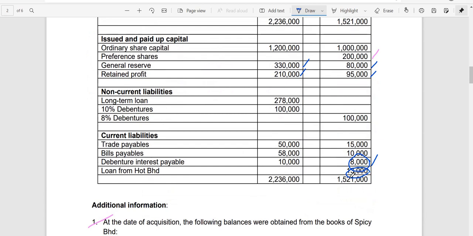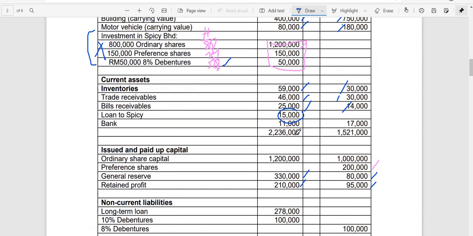What is the difference between the two? 15 and 13. The difference is 2,000. That will be treated as cash in transit. Then you will add this. For the share capital, you will just report the one of the parent, sorry. The one of the subsidiary won't be reported because it is being eliminated. Same goes for the preference shares. There are no preference shares of the parent. If there is, please include.